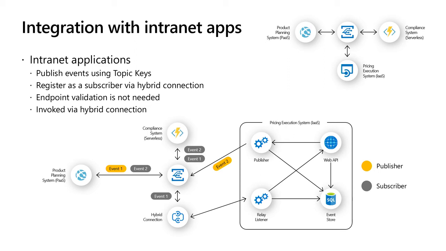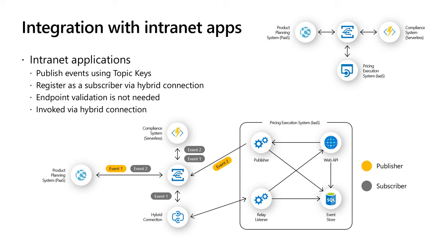When the request is approved by the pricing architect team, in this case via the PaaS application, event 1 is what I'm depicting here in the picture. That particular event 1 will be published to Event Grid itself. And from Event Grid, I have registered my subscribers here. The first registration is the compliance system. The second subscription is my intranet application. So event 1 is published from the product planning system, and it goes to Event Grid.